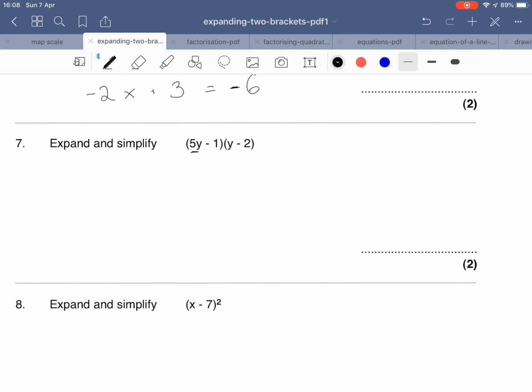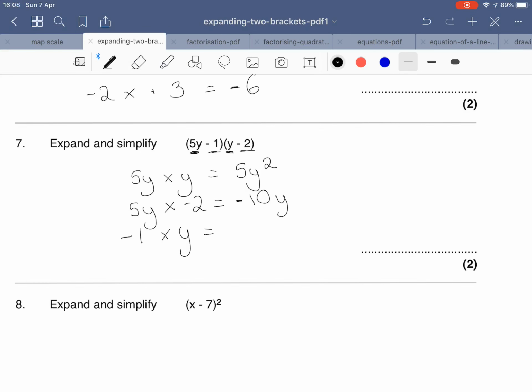Right, FOIL first. 5y times y gives me 5y squared. Outside, 5y times minus 2. So 5 times 2 is 10. We've got the y. And don't forget it's a minus because we've got a minus times a positive. Minus 1 times y. So I'm doing my inside ones. So 1 times anything is just itself. So that stays as y. But we've got a minus, so it's going to be minus y.